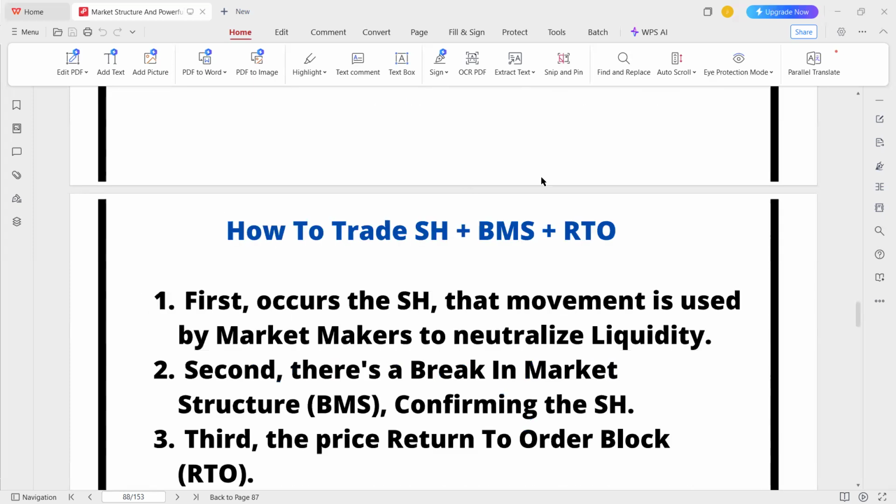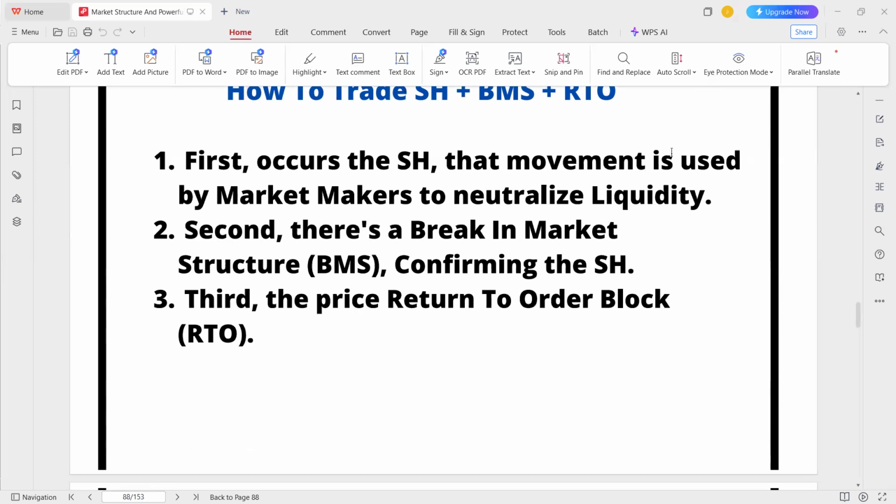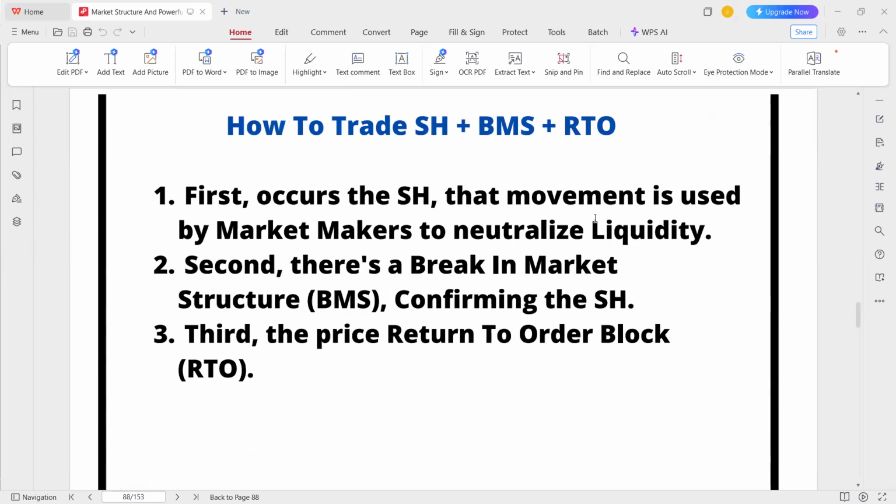So how to trade the stop hunt plus BMS plus RTO. The first thing you want to do is identify the stop hunt or the liquidity sweep. It's advisable not to take any trade whatsoever until you identify this. As long as you identify this, the rest of the confluences are just an added bonus. So you identify this, the next thing you want to see is this, then this, to give you a setup. So first occurs the stop hunt. That movement is used by market makers to neutralize liquidity.